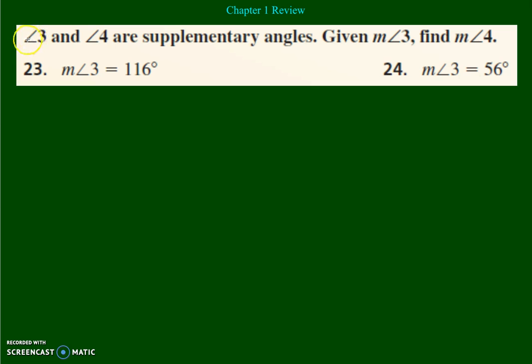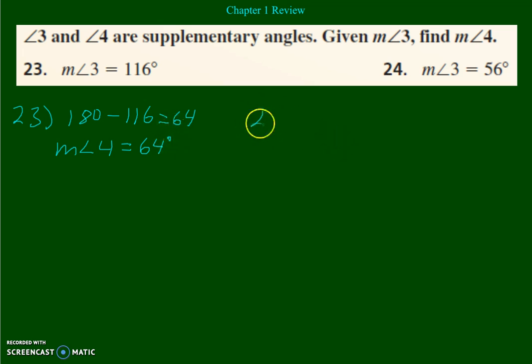In 23, angle 3 and 4 are supplementary angles. Given angle 3, find the measure of angle 4. Supplementary angles are two angles that add up to 180 degrees. So for 23, we say 180 minus 116 equals 64. So the measure of angle 4 equals 64 degrees.